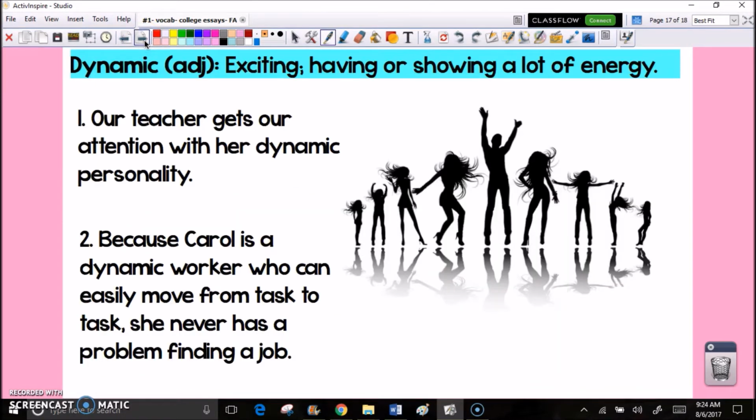So dynamic is to be exciting, to have or show a lot of energy. You might describe a person as dynamic or their personality, like our teacher gets our attention with her dynamic personality, her exciting personality. Or you might use it to describe somebody's work. Because Carol is a dynamic worker who can easily move from task to task, she never has a problem finding a job. So she has a lot of energy. She's a dynamic worker.